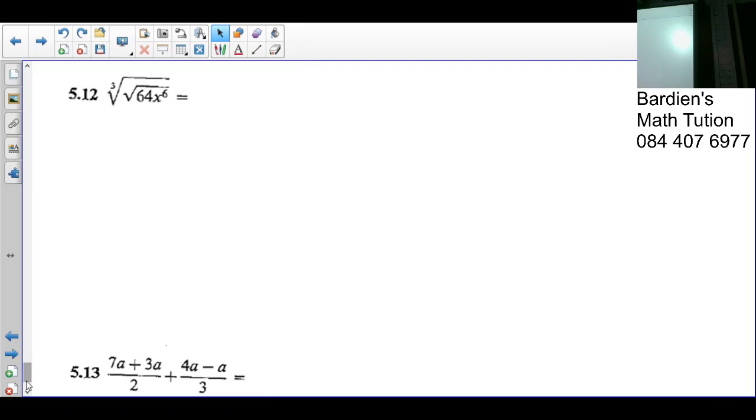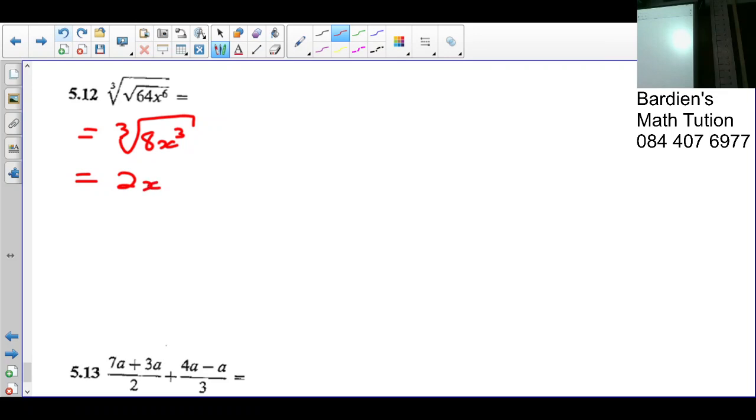Something like this, or similar to this. So what we do is we work from inside out. What's the square root of 64x to the 6? The square root of 64? 8. Okay. X to the 6 over 2 is 3. The square root of x to the 6 is x cubed. What's the cube root of 8? 2. X to the 3 over 3 is 1.